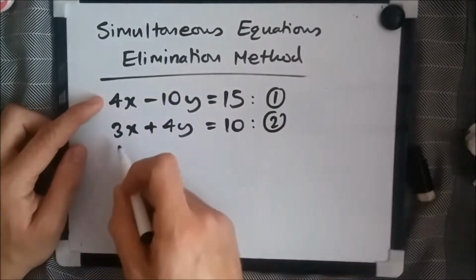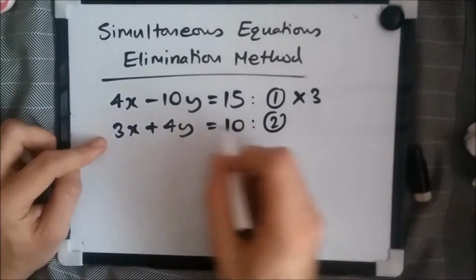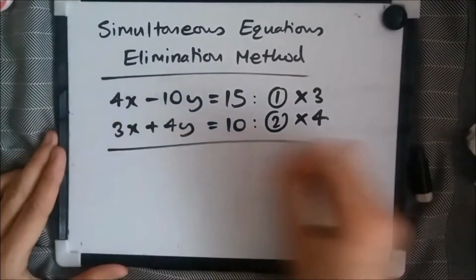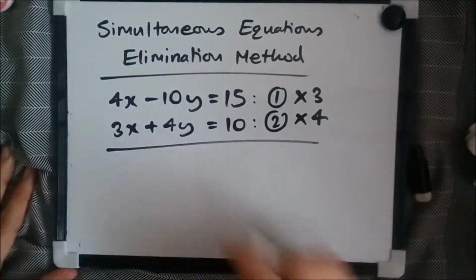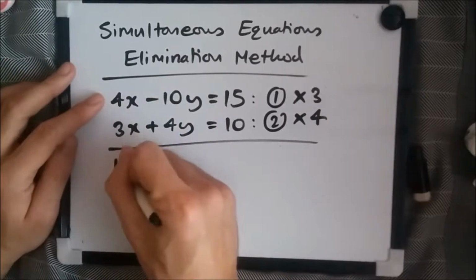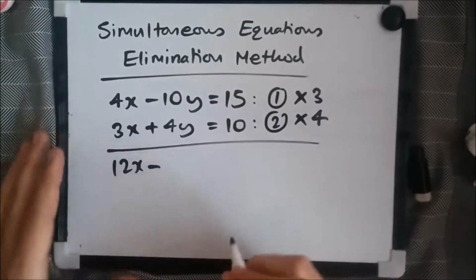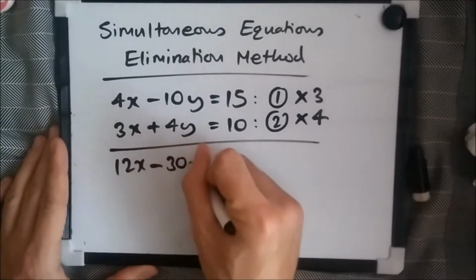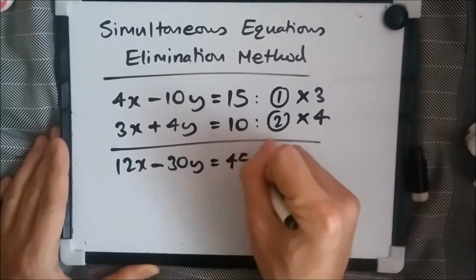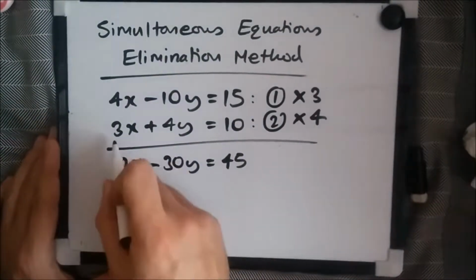Multiply this entire equation by the coefficient of the second, which is 3, and multiply all of this by the coefficient of this one, which is 4. Good. So suppose we multiply this entire equation by 3, we should get 4x times 3, which is 12x. Stick the minus. 10 times 3 is 30y. 15 times 3 is 45.